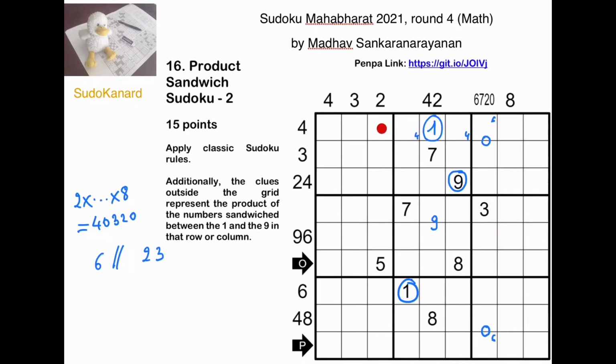But if 9 is here, then we get a 2 here and a 1 there. And that seems to work. With a 1 there, we can have 4 and 6 here, for example. So nothing definitive here.